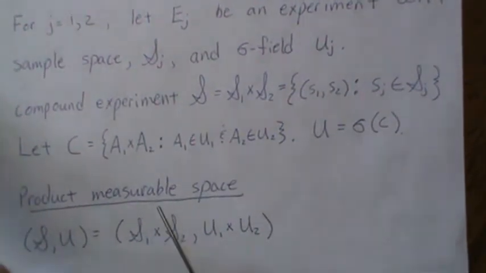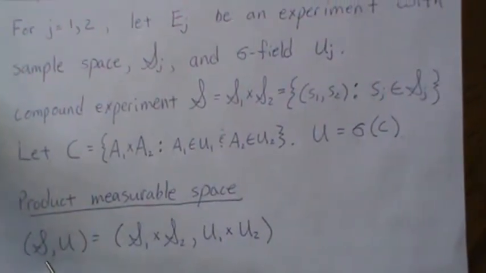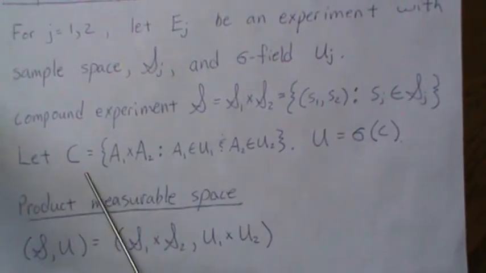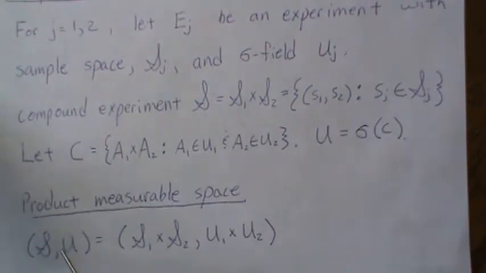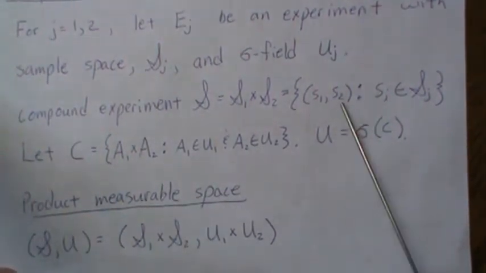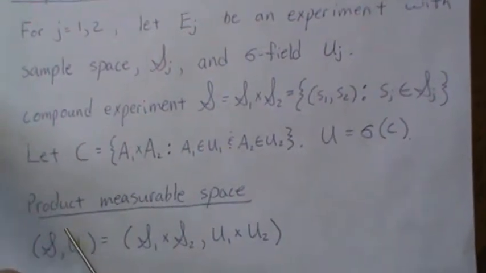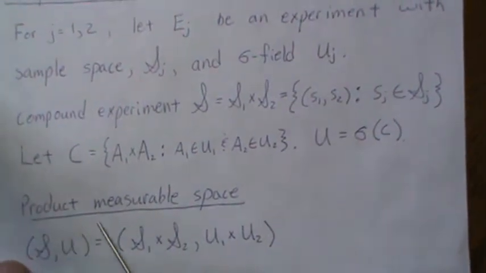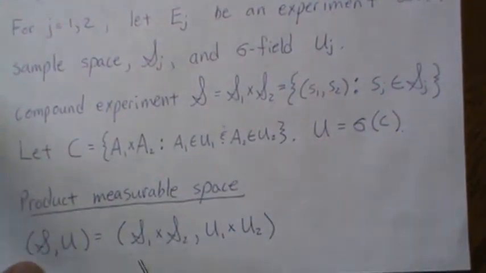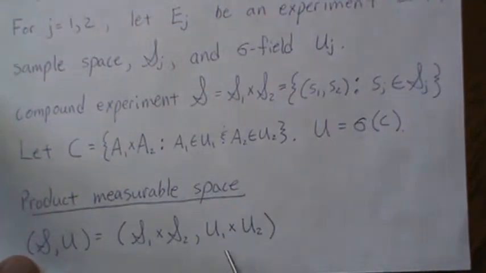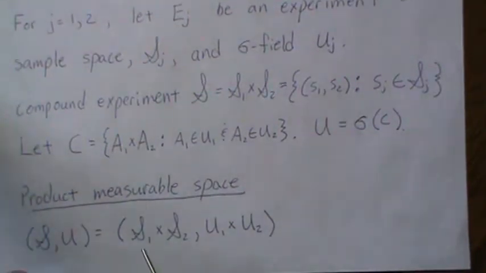So this combination, S, which is here, and the sigma field associated with this subclass, which you call U, is a measurable space. But it specifically refers to compound experiments. So we're going to call that a product measurable space, because it's kind of like the product of two random experiments. And so you can rewrite it like this, and that lets you know that we have two experiments.